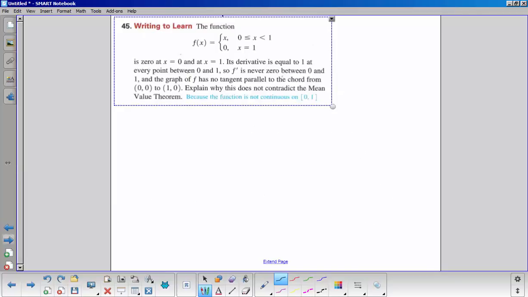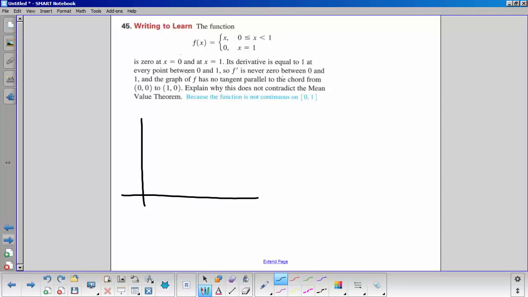Writing to learn, number 45. The function f of x equals x when x is between 0 and 1, and 0 when x is 1, is 0 at x equals 0 and 1. Okay, so I have to draw a picture of this. When x is 0, the function is 0, and at x equals 1, I have a 0. And then it's a line, so this is going to go to 1. It looks like this, I think, right? It's y equals x between 0 and 1, but when it gets to 1, it's open on that end, and when x is 1, it's a 0, right?